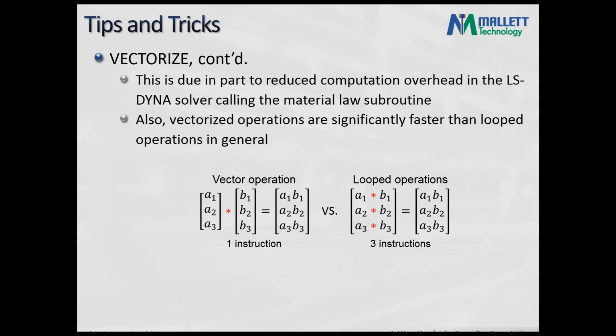So this is due in part to reduced computational overhead, and LS-Dyna doesn't have to go back and call your subroutine many, many times. But also, when you vectorize operations, it takes significantly less time because you're just telling the computer to do very few or just one instruction when you multiply one vector by another, as opposed to a number of instructions equal to the length of the vector, as shown in there. And that works for all kinds of things, not just multiplication, and really improves the speed of your custom material.